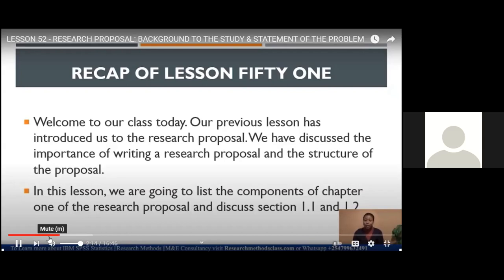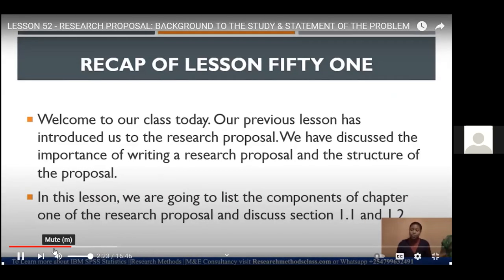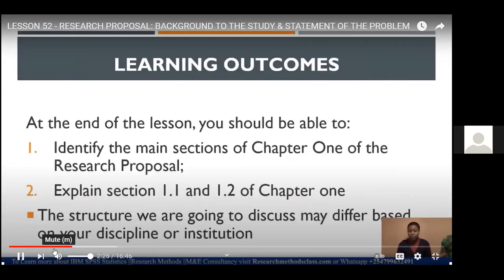So when we talk about subsection 1.1 and 1.2, we are talking about the sections in chapter 1, and it is the section 1 and section 2. At the end of this lesson, you should be able to identify the main sections of chapter 1 of the research proposal, and then explain section 1.1 and 1.2 of chapter 1 of the research proposal.